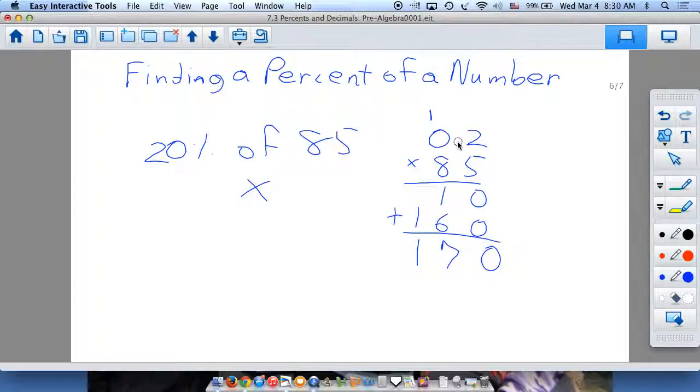But don't forget there's a decimal in our multiplication problem here. So we have one number to the right of the decimal point. We need to move the decimal back in 1 place to the left. So you get an answer of 17. So what that says is 17 is 20% of 85. Just another way that you can find part of a number.